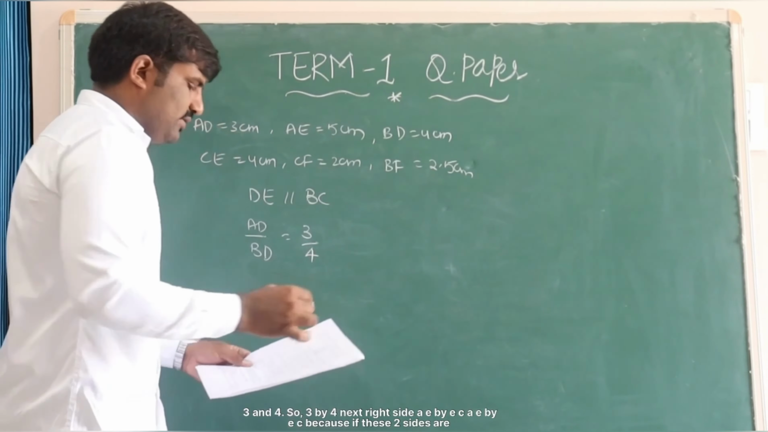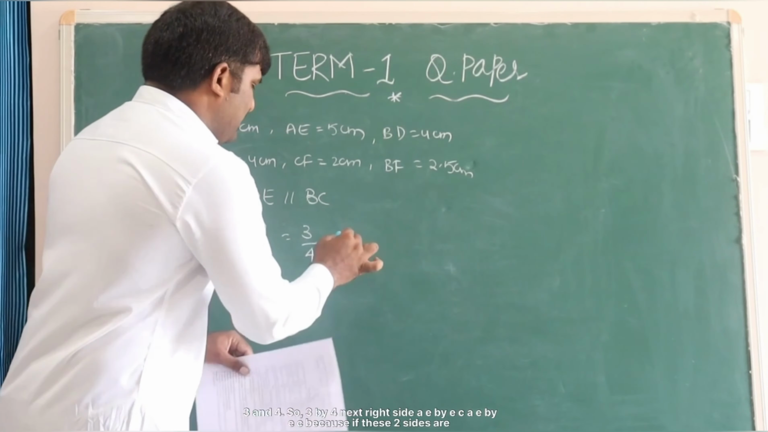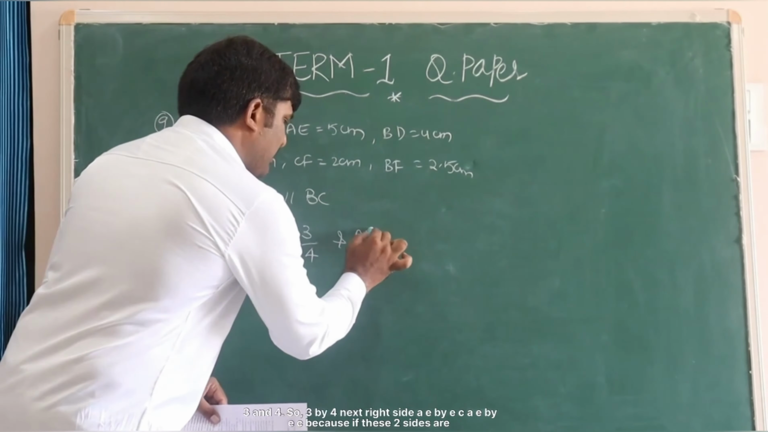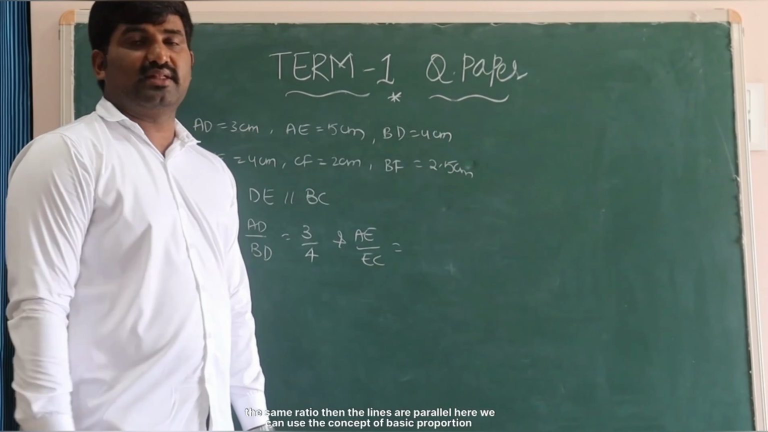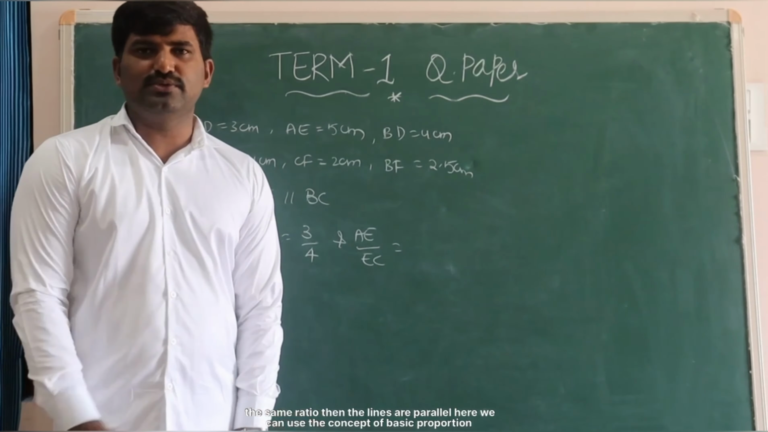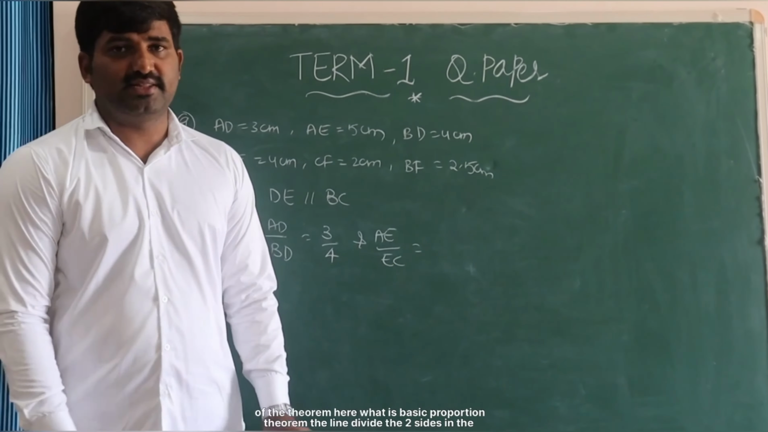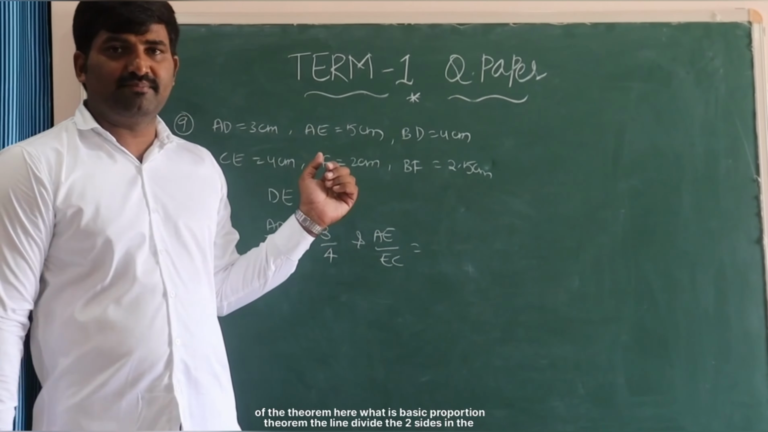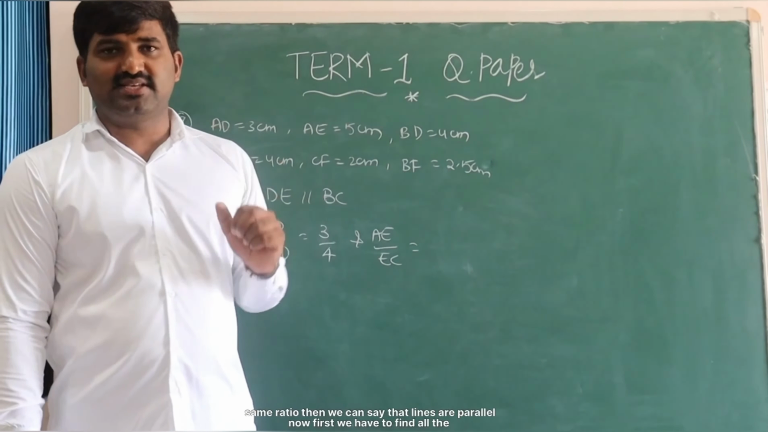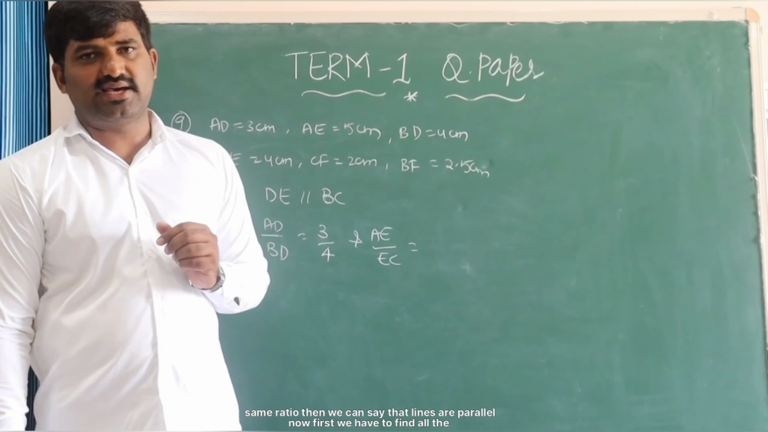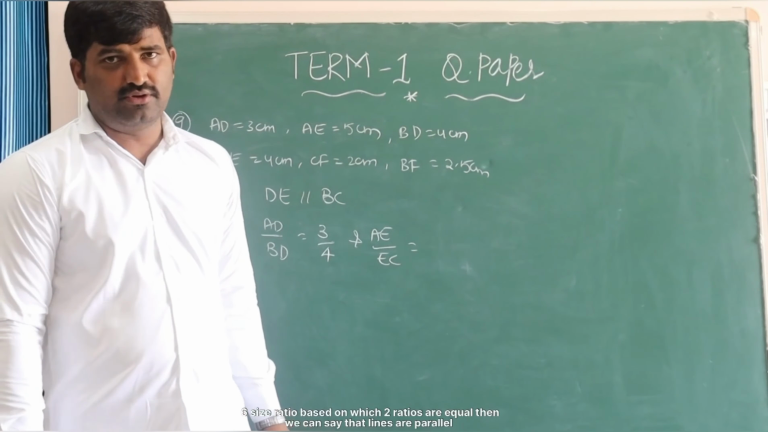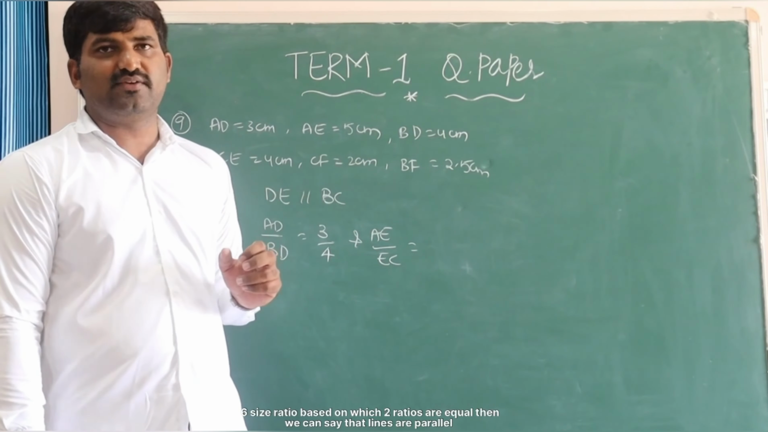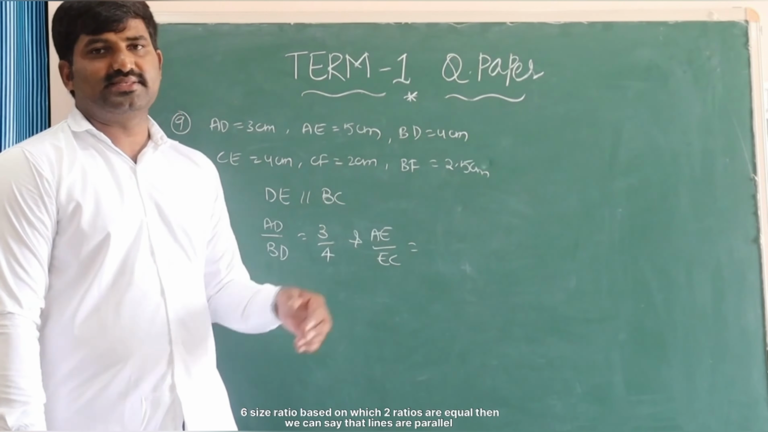So 3 by 4. Next, the right side, AE by EC. If these two sides are in the same ratio, then the lines are parallel. Here we can use the basic proportionality theorem. What is the basic proportionality theorem? If a line divides two sides in the same ratio, then the lines are parallel. First we have to find the side ratios, and based on which two ratios are equal, we can say the lines are parallel.